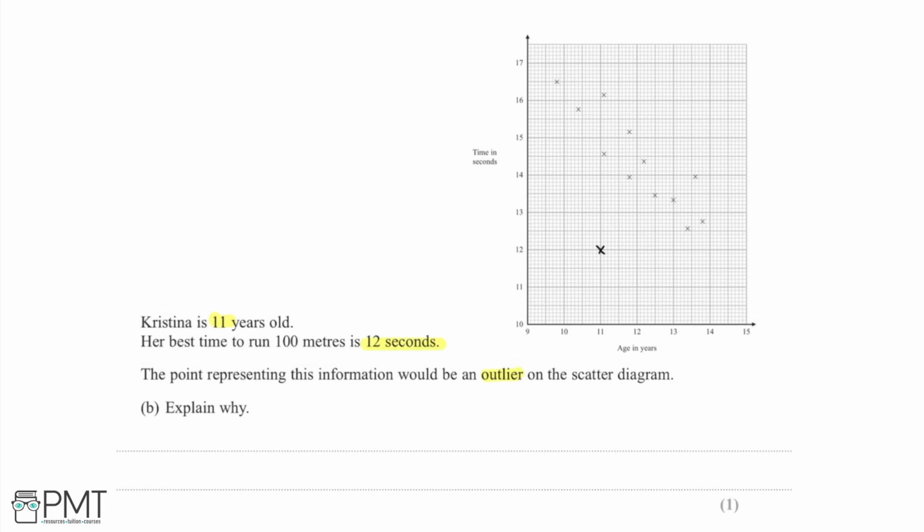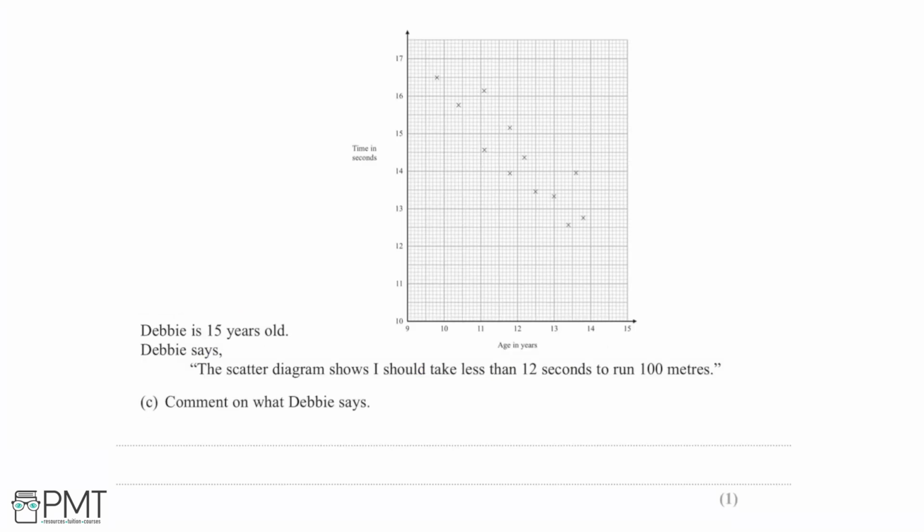So to explain why this point would be an outlier, we simply need to write something along those lines: it's not in line with the trend of the other points, or that it doesn't fit the correlation that we've already spoken about in the first part of the question. We would also get the mark for saying it's far away from the other points or far away from the line of best fit.